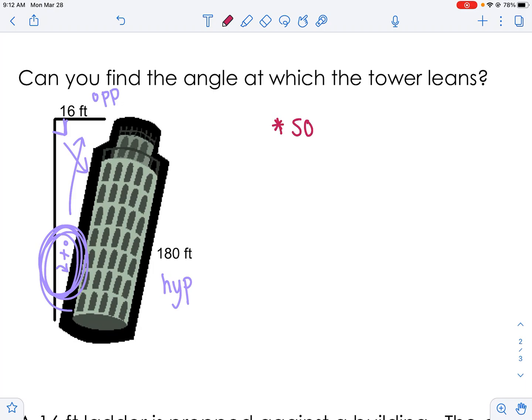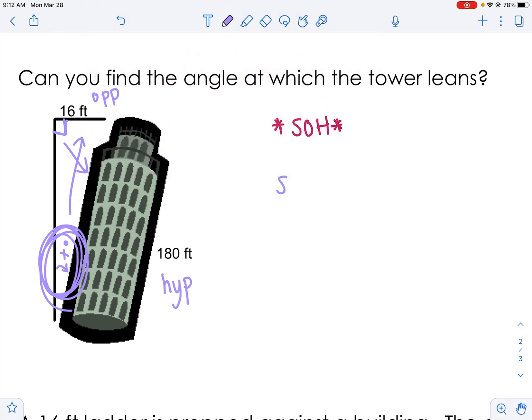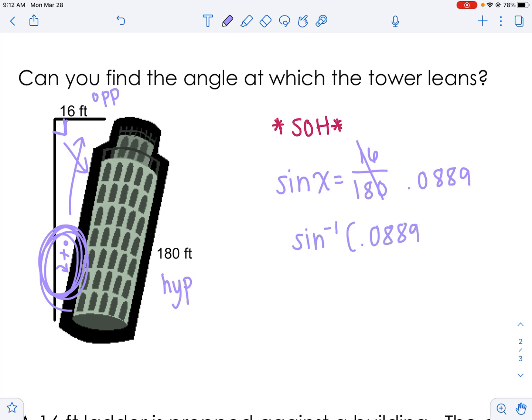If I have opposite and hypotenuse, think which one would we use? And if you said sine or thought sine, you're correct. So sine of x equals opposite, 16, over the hypotenuse, 180. So now I need to figure out what 16 over 180 is as a decimal, and that's 0.0888, and it's 8 repeating, so we're going to round it. Be careful because it's not 0.8, it's 0.08, which means now I'm going to go trig inverse.